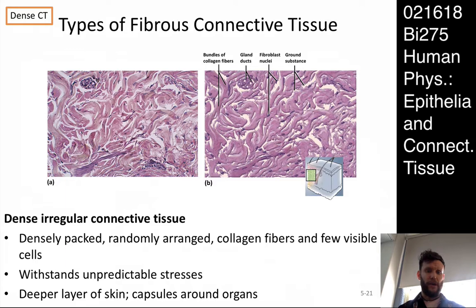Now, dense irregular connective tissue is packed in this kind of crazy three-dimensional pattern. This forms the reticular layer of the dermis, the deepest layer of the dermis, not the hypodermis. There's epidermis, dermis, and hypodermis. We'll see that when we get to the cutaneous membrane next time, I guess. But this dense irregular connective tissue forms a three-dimensional lattice that resists force from any direction.